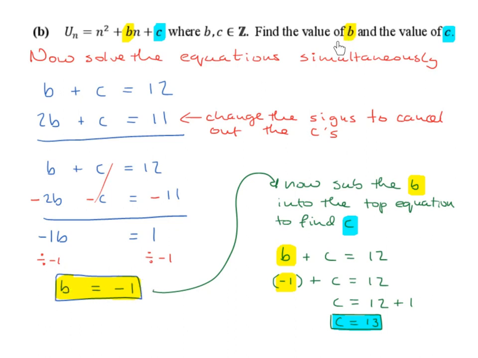So we found b. Now we need to find c. So now we sub b into the top equation to find c. So we take this top equation, b plus c is equal to 12. And we swap that b for minus 1 with brackets around it, because we know that b is equal to minus 1. So we have minus 1 plus c is equal to 12. The minus 1 comes over the equal sign, becomes plus 12. So c is equal to 12 plus 1. So c is equal to 13. So we found the value of b, it was minus 1. And we found the value of c, it was 13.